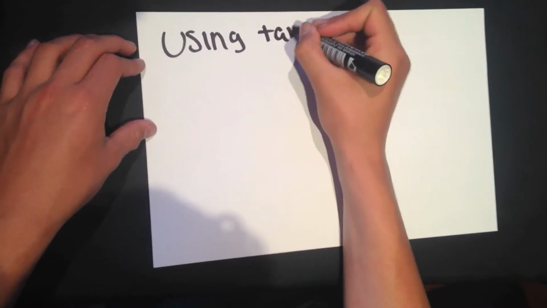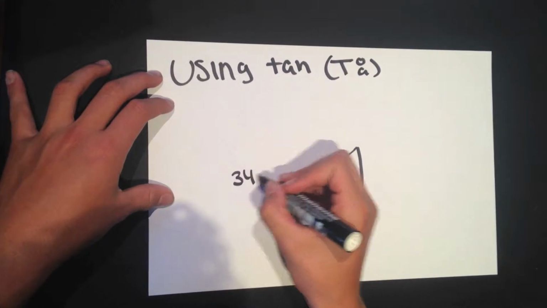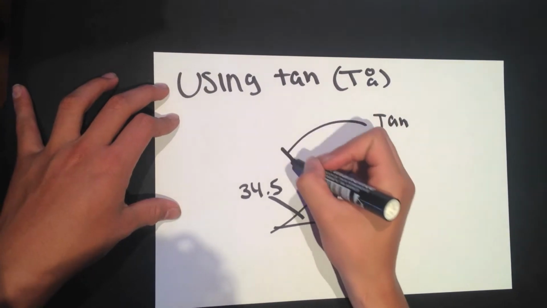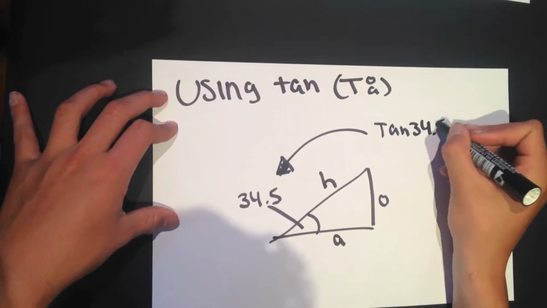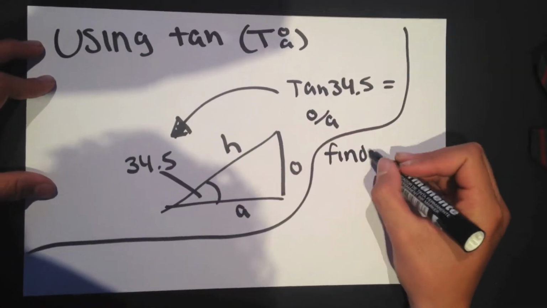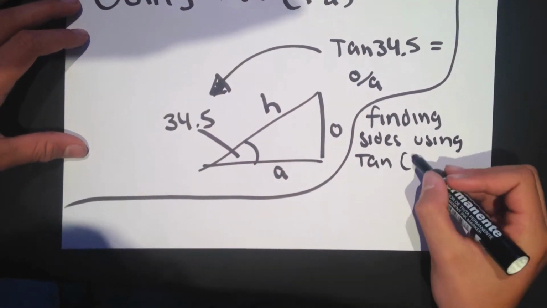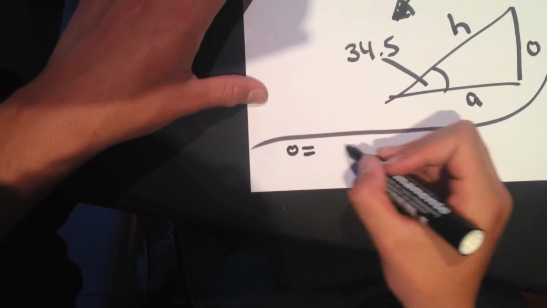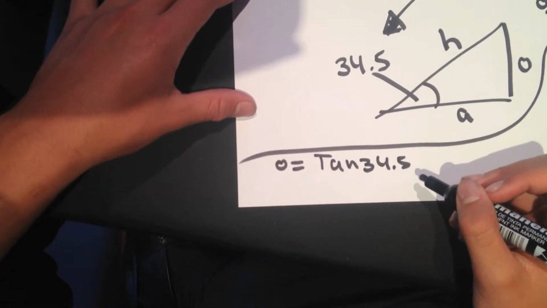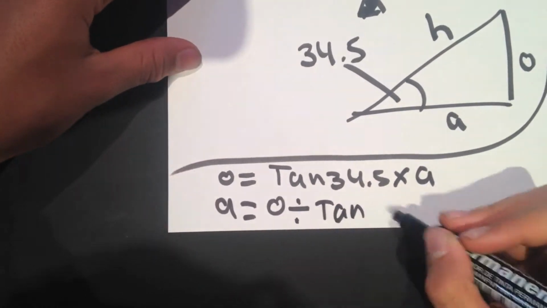Using tan, aka TOA. If you want to use TOA, you first need to determine the angle you're going to use. Let's say in this case it's 34.5. You need to find the opposite and the adjacent side of this angle. You need to understand that tan 34.5 equals the opposite side divided by the adjacent side. To find the opposite, O equals tan 34.5 times A, and to find A you need to do O divided by tan 34.5.